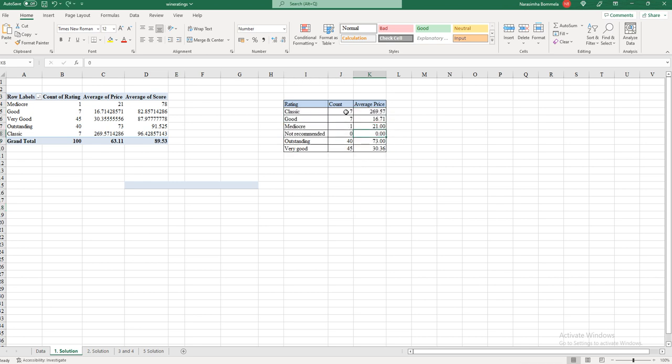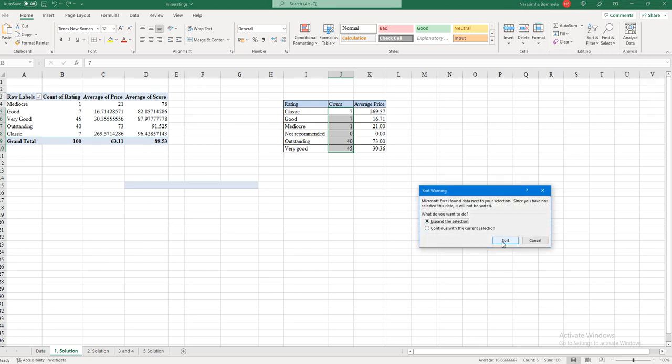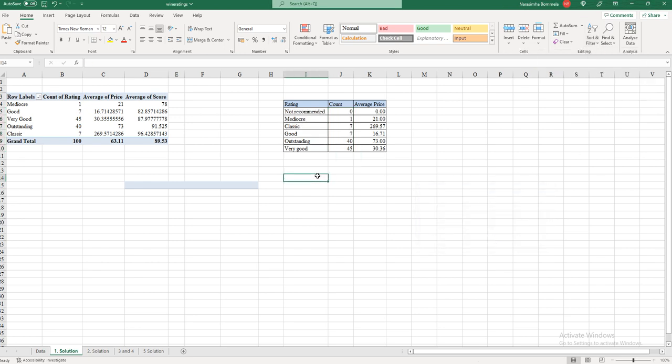Suppose you want to sort based on the count, the number of purchases. Select the count data and click on sort, smallest to largest. It will ask for expand selection. Just click on expand selection, then you will get this kind of selection. You can see that not recommended is 0, mediocre is 1, classic 7, like this. Among these ratings, classic is the ultimate rating.